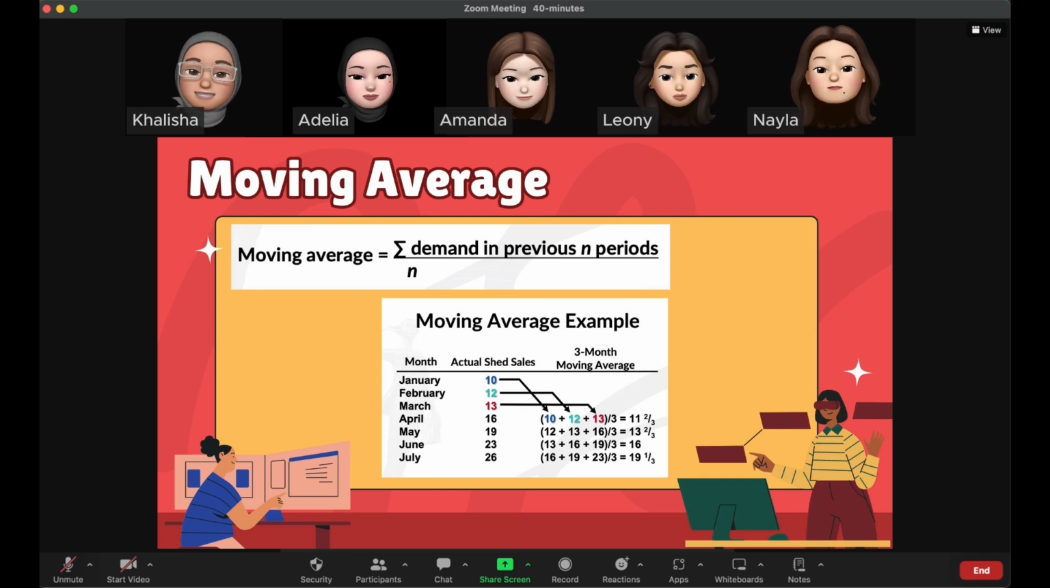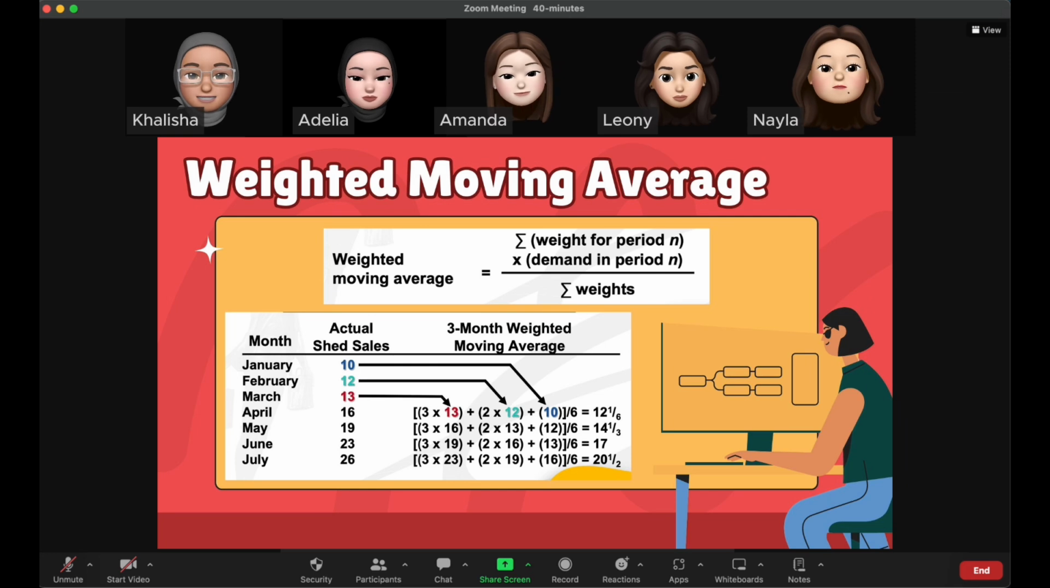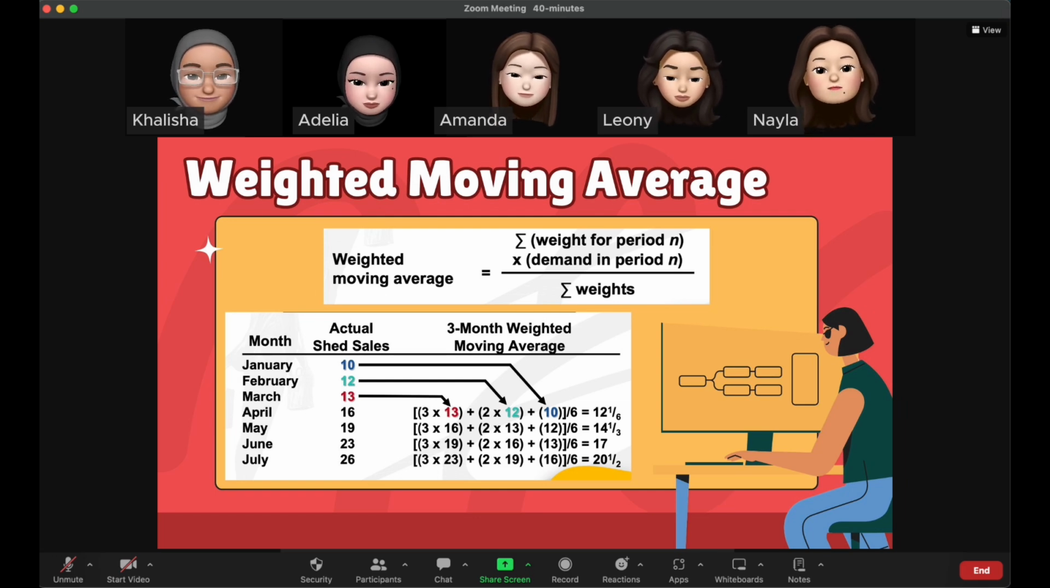So the first one, the moving average formula, calculates the average value of a series of data points over a specified number of past periods. Mathematically, it is expressed as the sum of the values of the last n periods divided by n, where n represents the number of periods included in the calculation. There is also the weighted moving average formula, which calculates the average of a set of data points over a specific period, with each data point receiving a different weight. This method allows you to assign more importance to certain periods or observations.